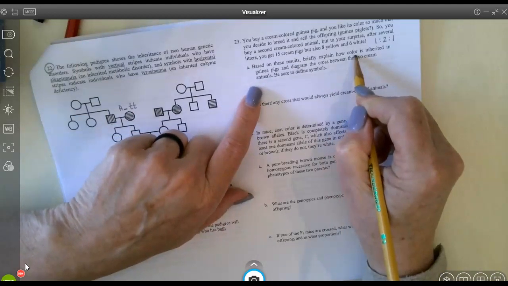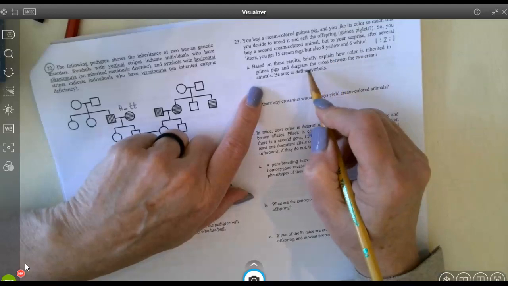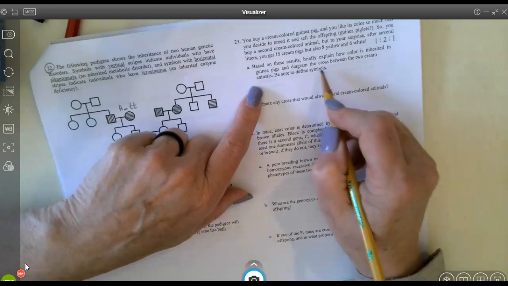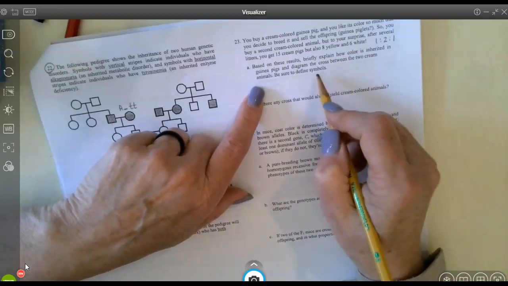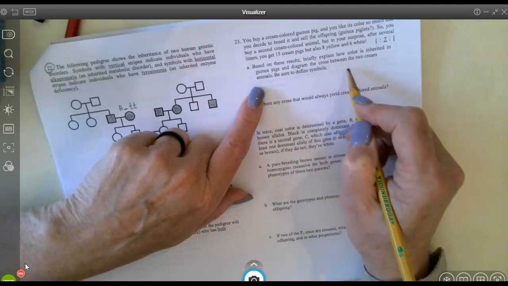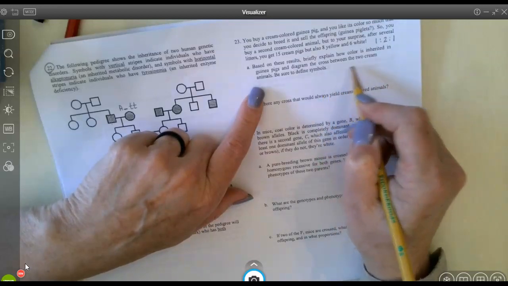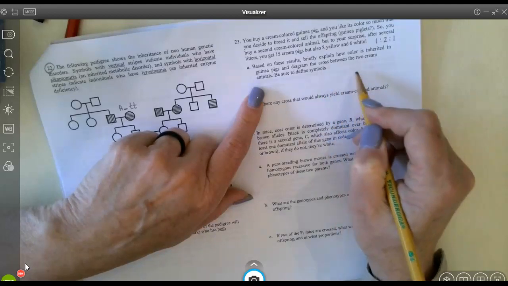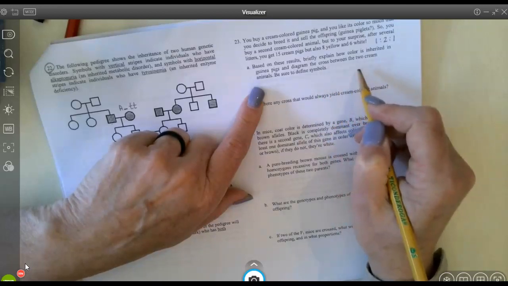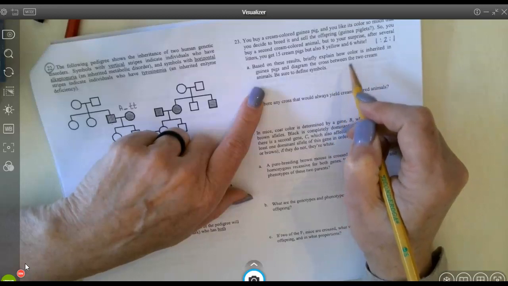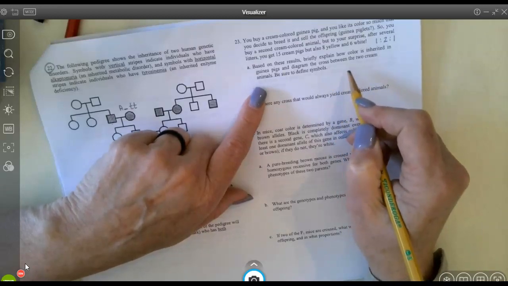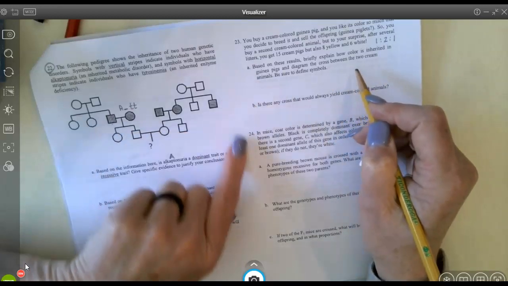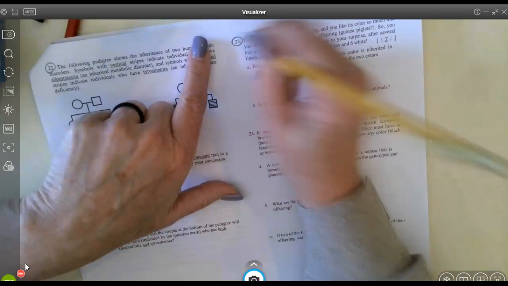What they're looking for there is complete dominance, which means you would have 2 phenotypes. Incomplete dominance, where you have 3 phenotypes with the third a blend, or codominance, where you have 3 phenotypes and the third is like stripes or spots or blotches or patches. So you do this one.